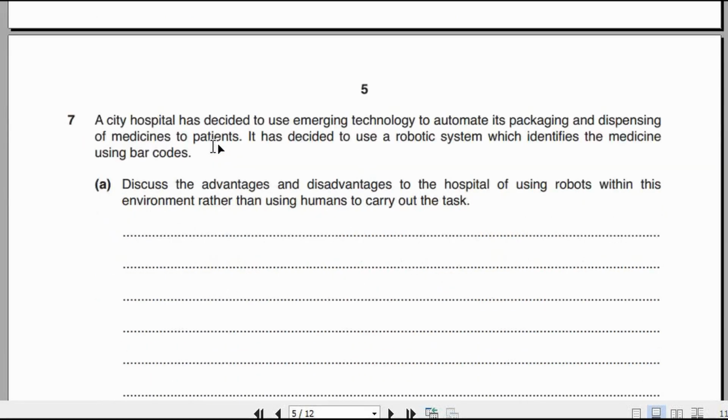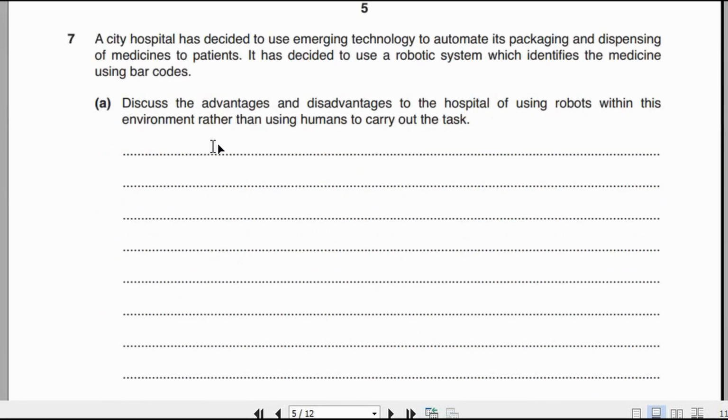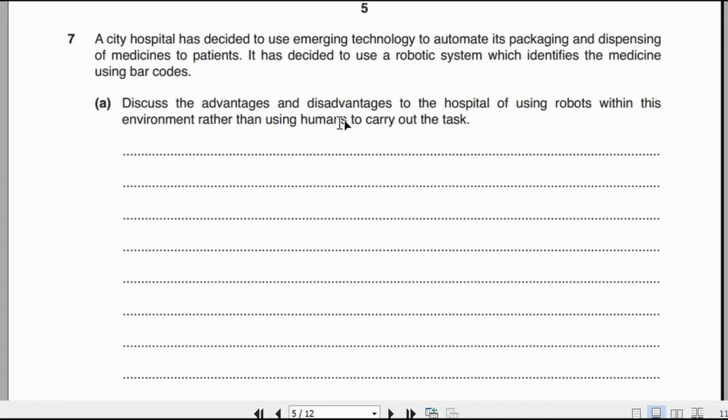Now let's go to question number 7. Question number 7 is a scenario based question, and it's a 7 marks question. Whenever a question is over 6 marks, remember you have to take good care of understanding the question, because these questions usually have 2 parts. One is the scenario, the other is the question. So first we have a scenario.